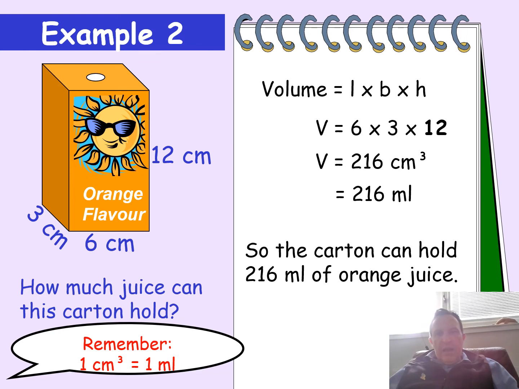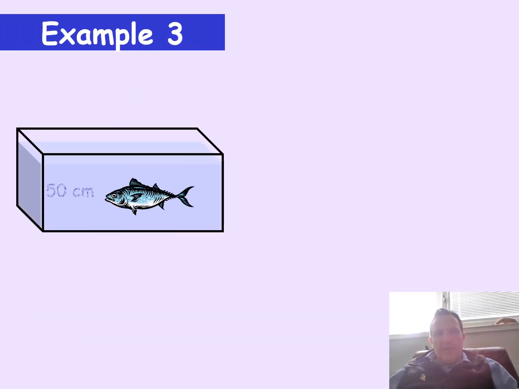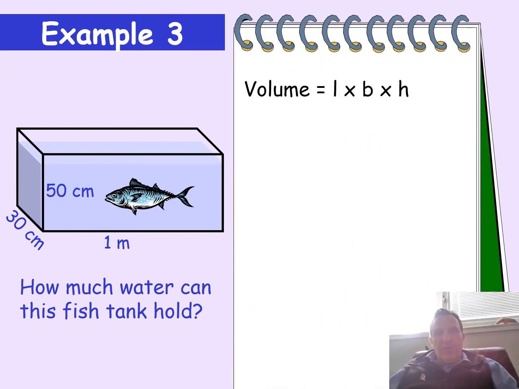And then our third example is of a fish tank. So this has dimensions as well, but we've got mixed units. What are we going to do with that? How much water does that fish tank hold? Well, the first thing we do is write down our formula. I would do that every time. It helps you remember it, and it helps you to get into good habits.